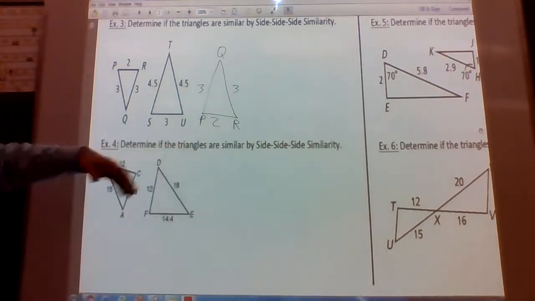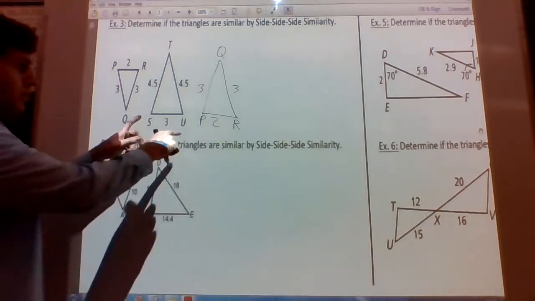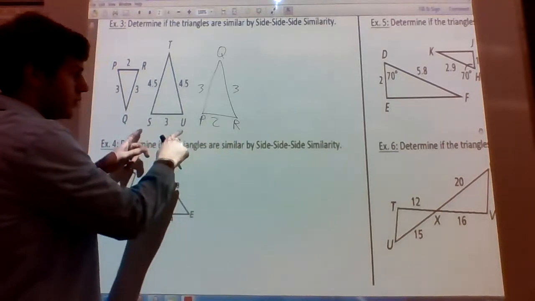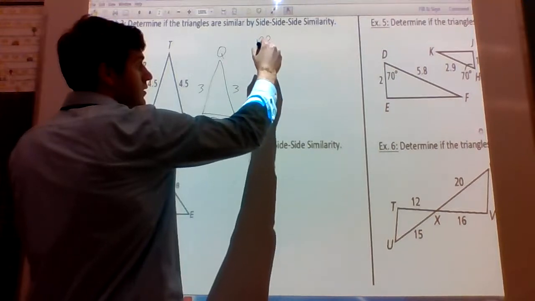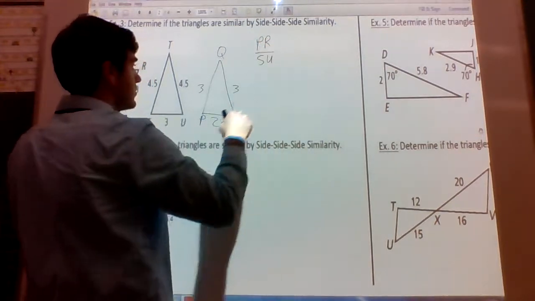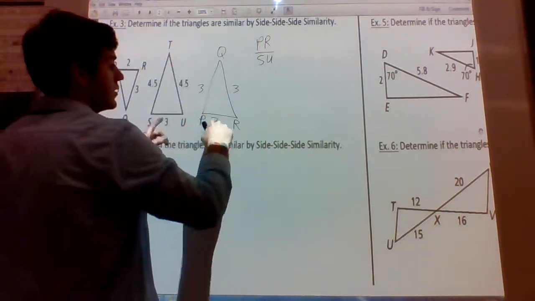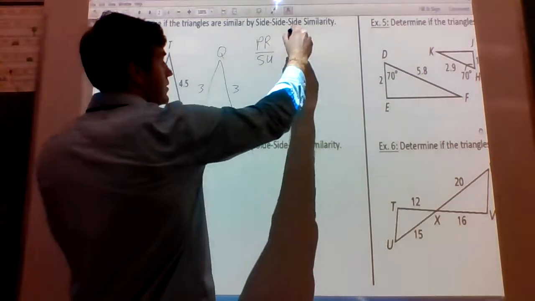Okay. So let's set up our ratios. What corresponds with PR is going to be SU. So PR corresponds with SU. PQ corresponds with ST.